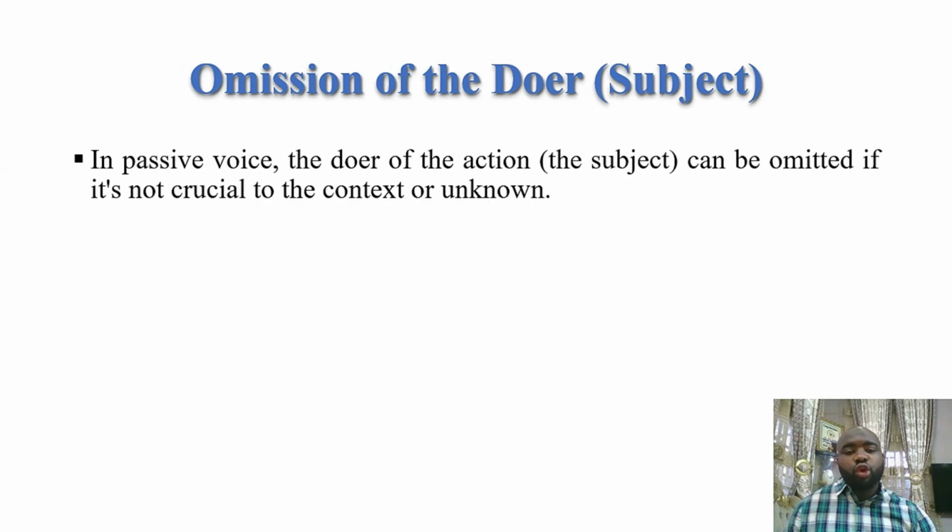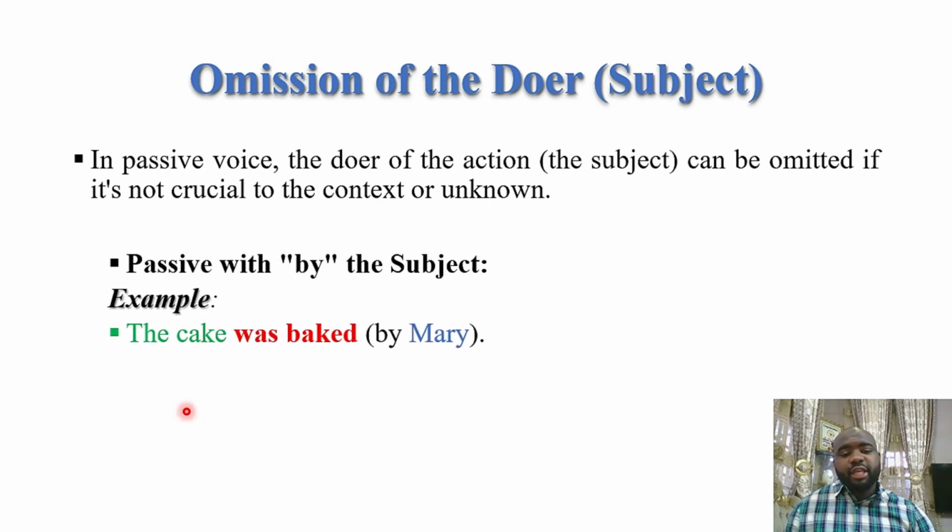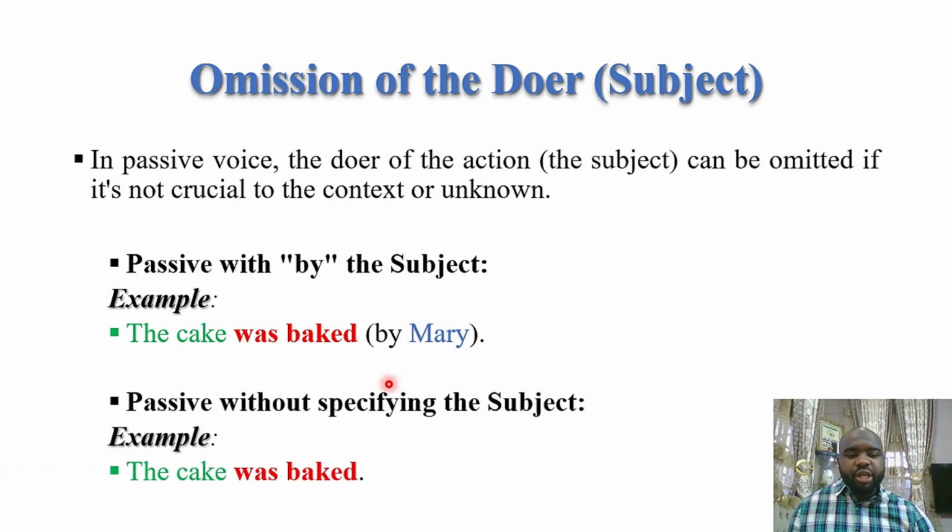Now, omission of the doer. In this aspect, we are going to look at how the subject is being omitted. In this example, the cake was baked by Mary. By Mary here is in what? Bracket. All right, it's been in bracket, by Mary. So which means what? We can have this statement here. The cake was baked. You see, by Mary is being what? Omitted. We don't have it here. And both statements are correct and grammatically okay.